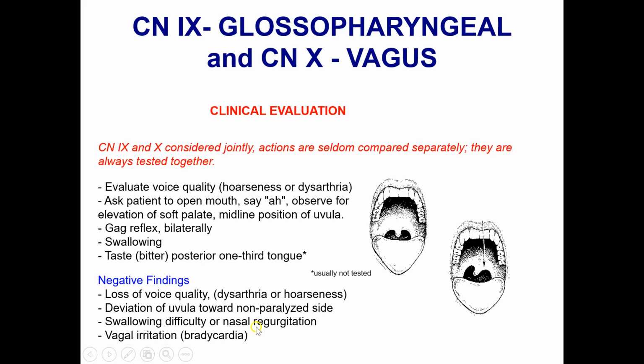In case of lower motor neuron, or in case of glossopharyngeal and vagus nerve damage, you will see uvula deviate to normal side. Swallowing difficulty or nasal regurgitation may be found. You may have vagal irritation leading to bradycardia and other sinus cardiac problems associated with autonomic nervous system.